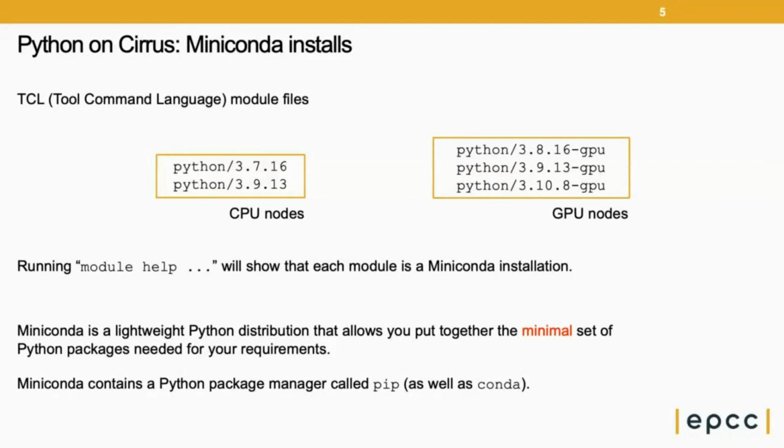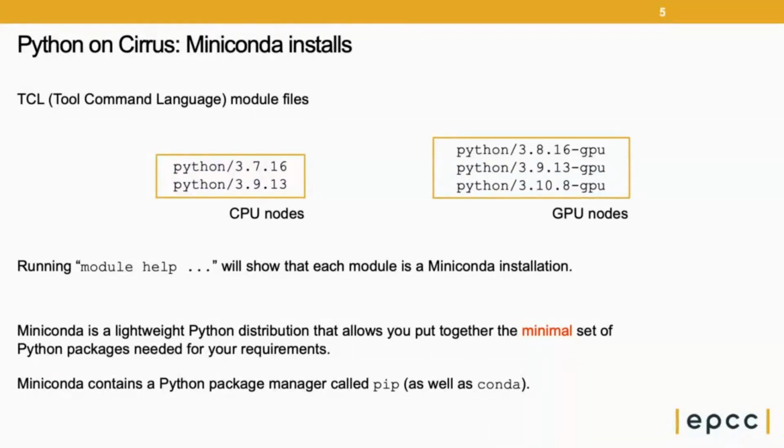Now, if you were to run module help for these Python modules, you'll get some details that show you what's happening underneath. Each of these Python modules is in fact a miniconda installation. Miniconda is a lightweight Python distribution that allows you to put together the minimal set of Python packages needed for your requirements. It also includes a package manager called pip, which we recommend you use to install the specific packages that you need in your local environment.